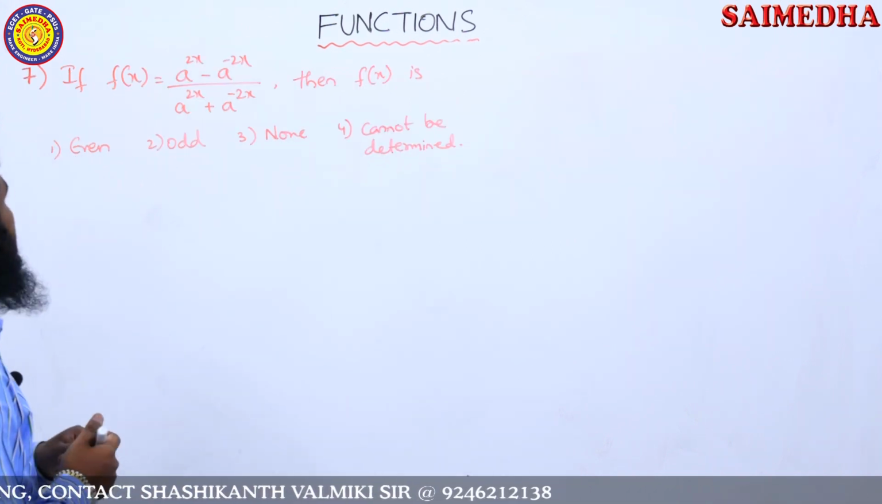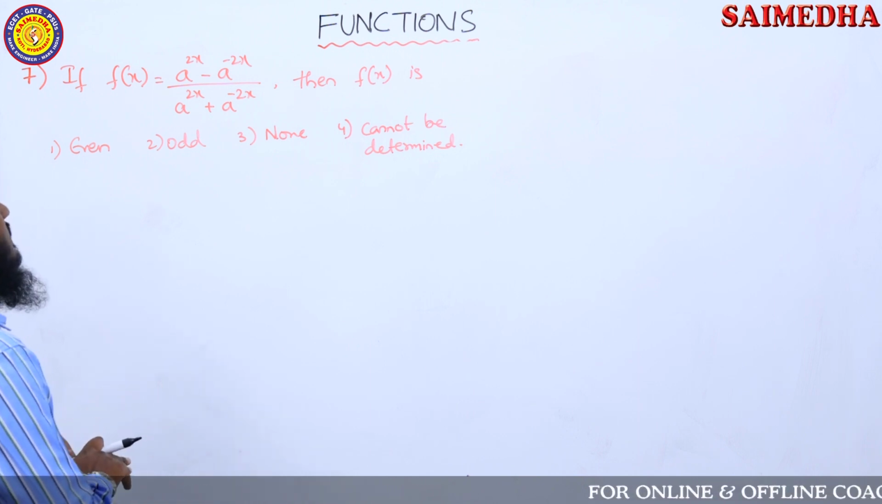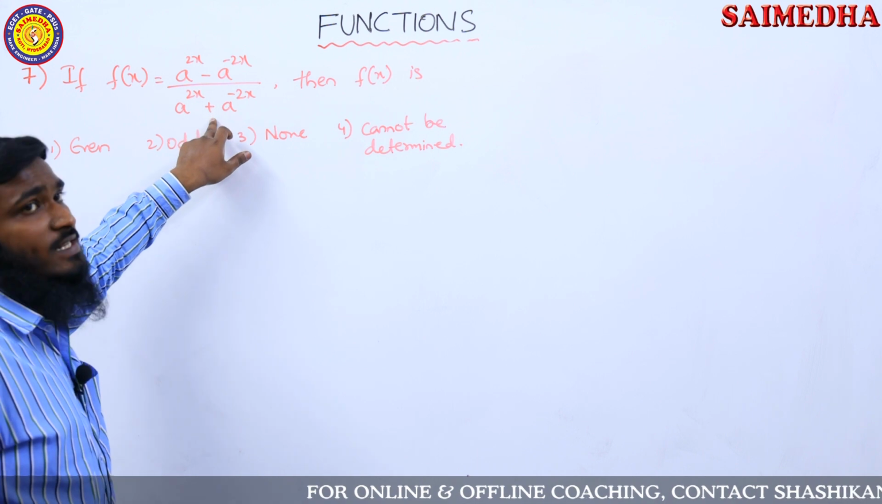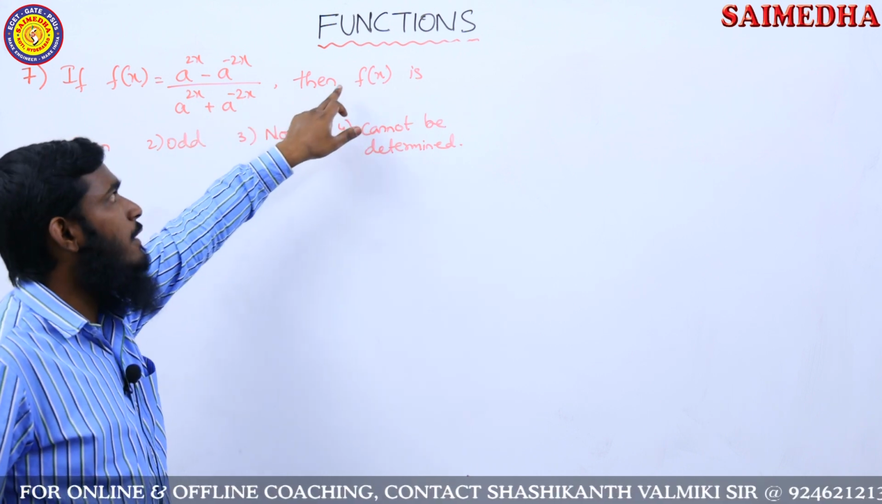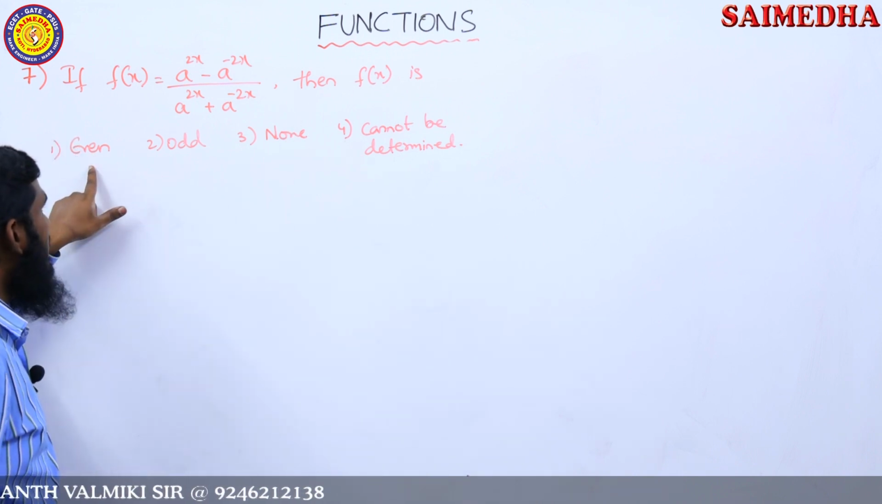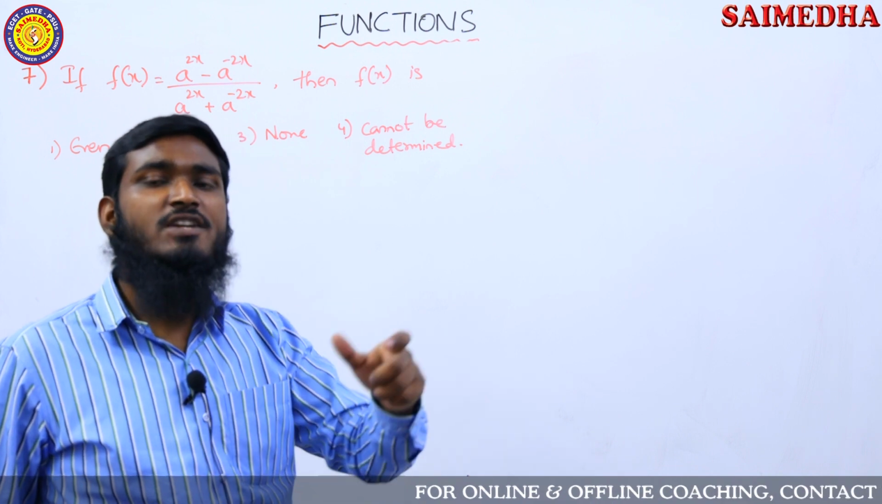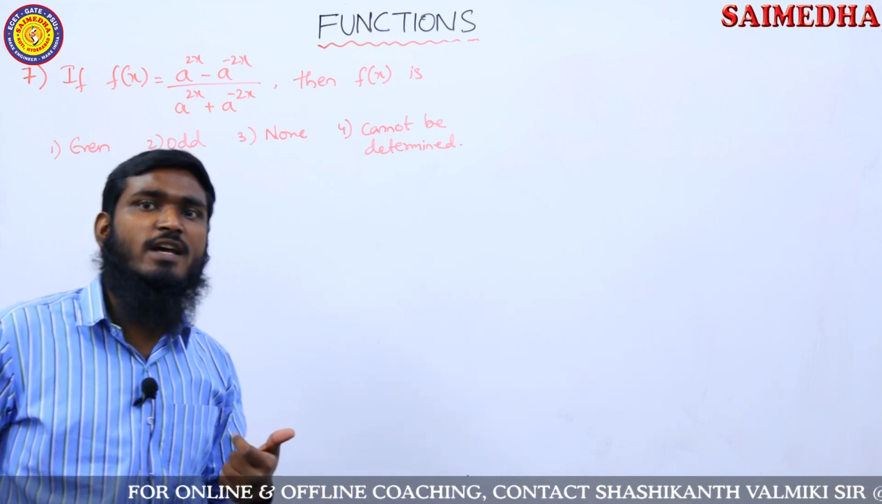Now our next question is: if f of x equals a power 2x minus a power minus 2x divided by a power 2x plus a power minus 2x, then what do we have to find? F of x is an even function or an odd function. Okay, so we have some conditions related to even function and odd function.